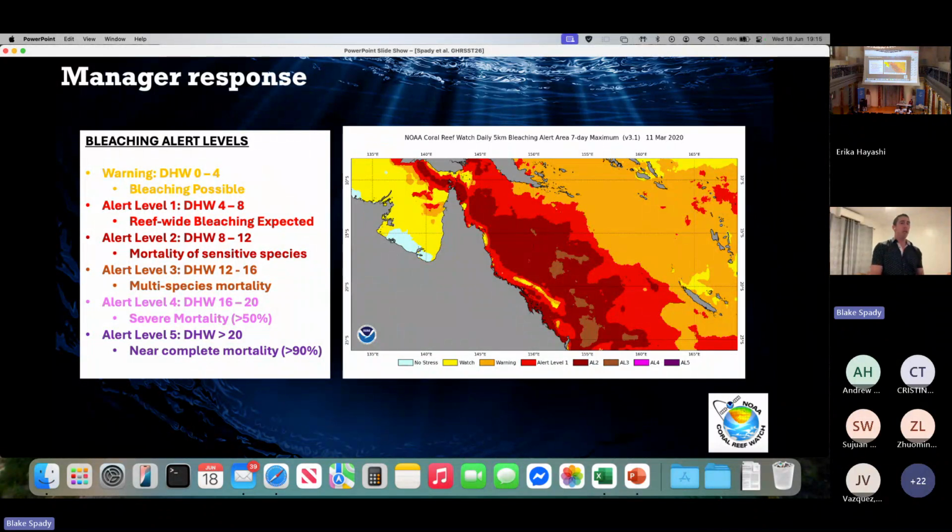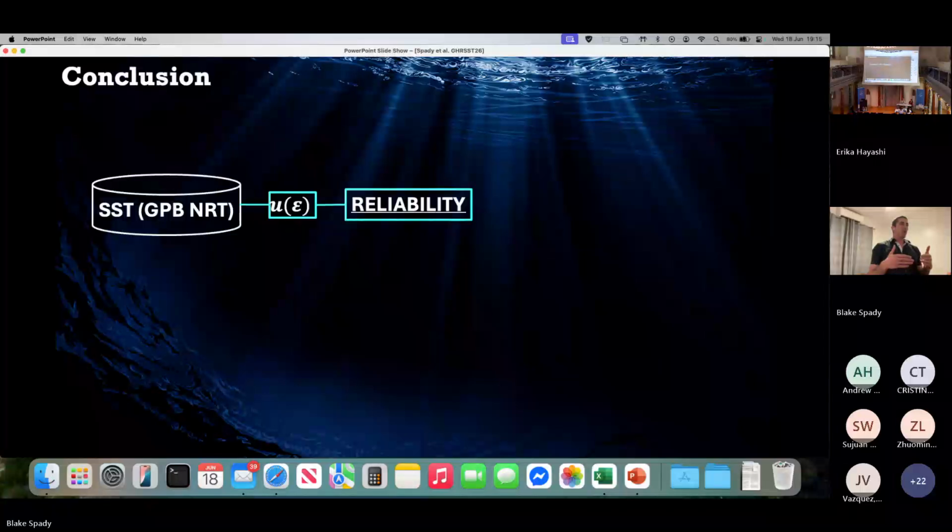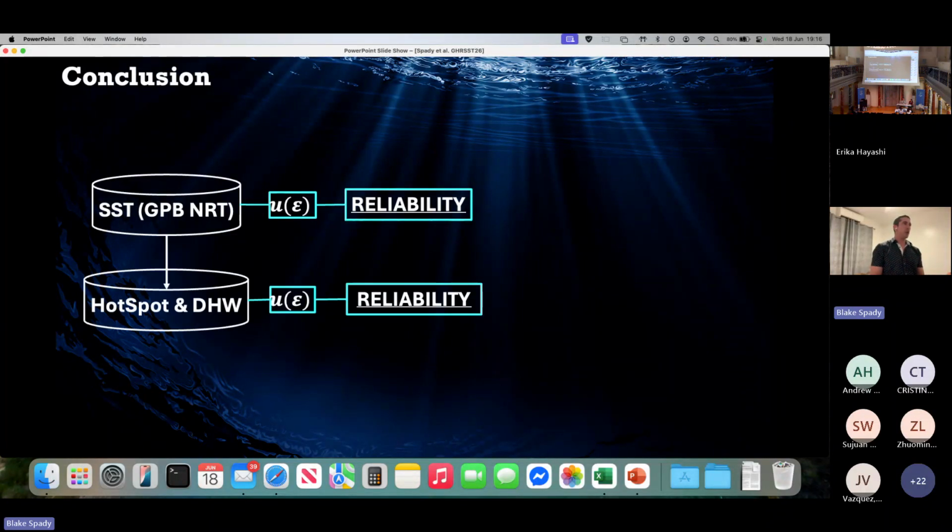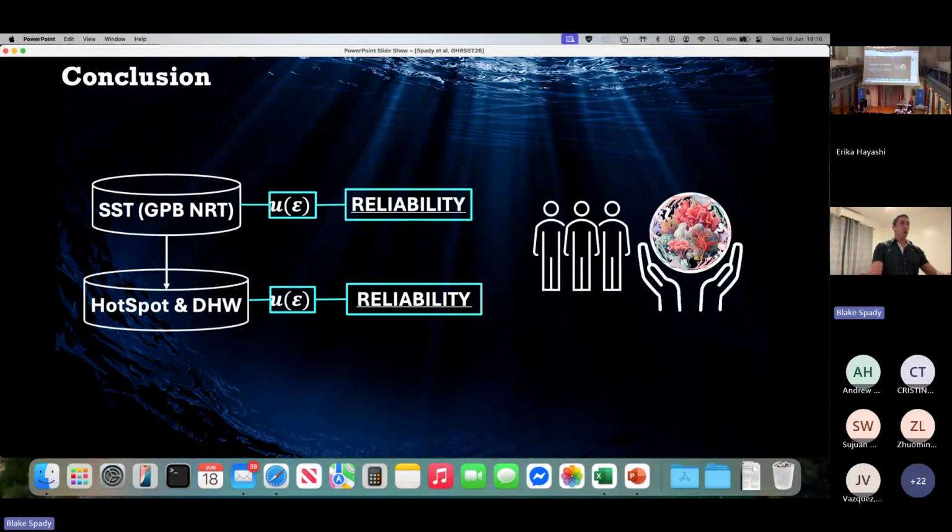So we hope to provide the users with this SST reliability metric, which can then feed into our DHW metric as a reliability metric for that, and then give the users a better tool for informed manager decisions.